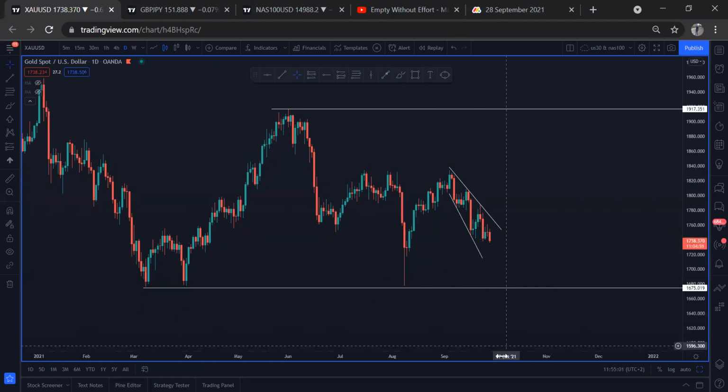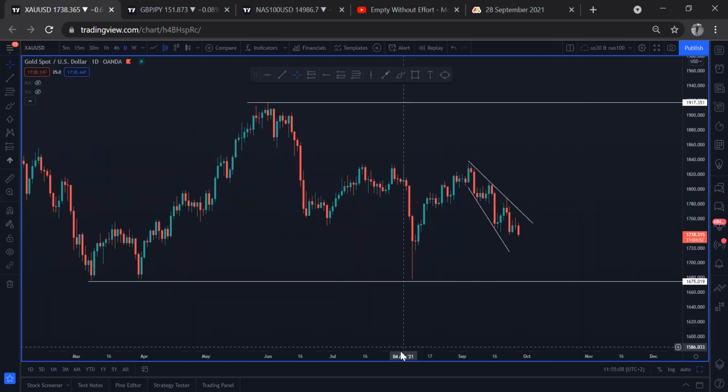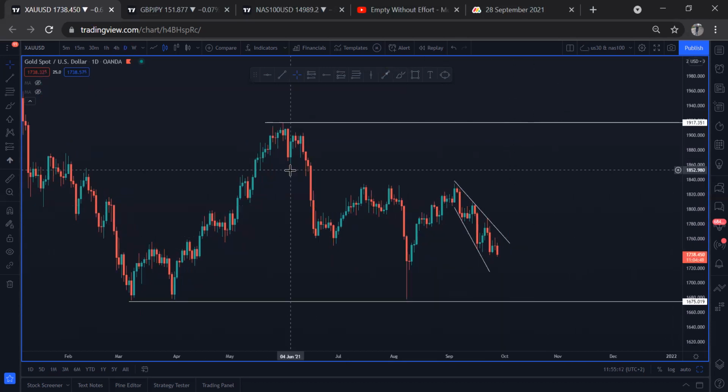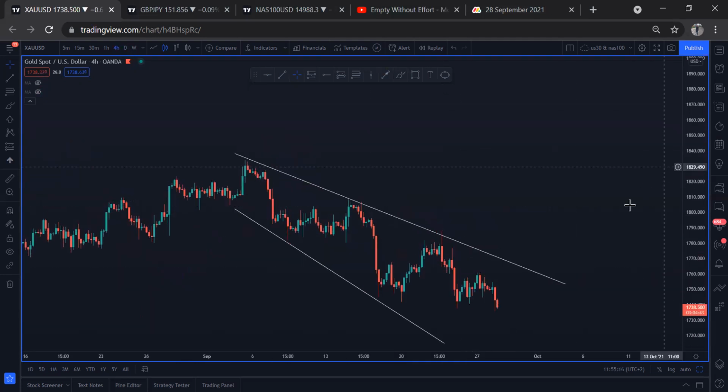But when we are looking at our daily time frame, you can see that price is making lower lows, lower highs. So what is it that we need to do, guys? We need to wait for a smaller time frame structure to change from being bearish to being bullish, because remember, we are trading based on bigger time frame, not on smaller time frame.